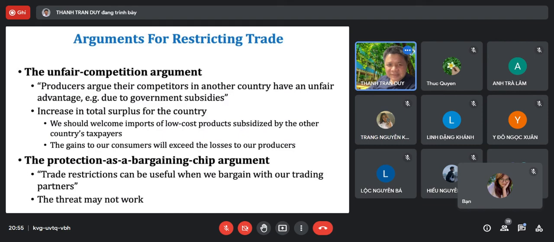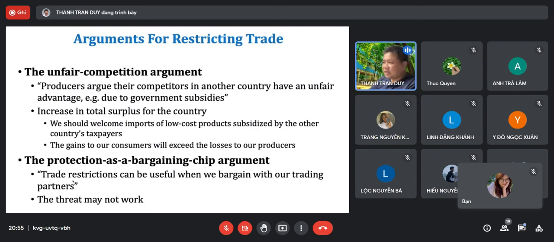What is dumping pricing? Bán phá giá. They sell the product at a price even lower than the cost. And Vietnam has a lot of cases where other countries sue Vietnam for dumping pricing, and we can do the same to other countries. So that's what they call unfair competition.